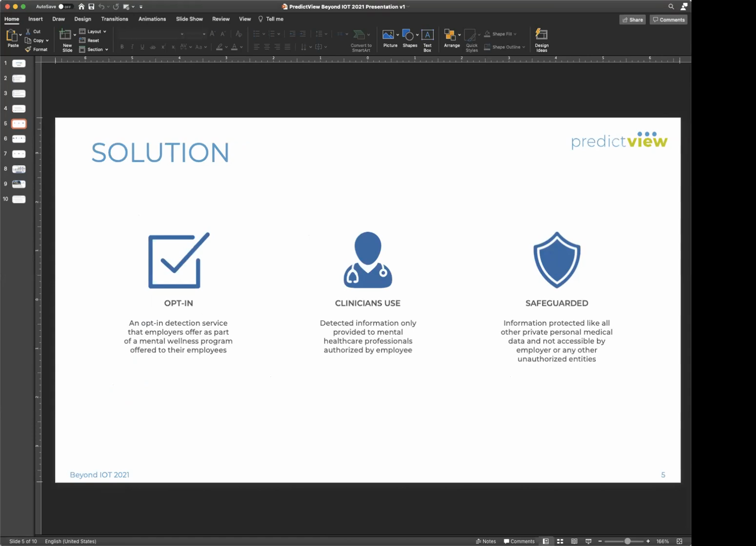So the solution is a detection service that employers can provide as part of mental wellness programs offered to their employees. This opt-in digital detection service inherently complements treatment solutions that provide on-demand teletherapy, as well as other AI bot solutions that we spoke about. Most importantly, the detected information is only provided to mental health care professionals that are authorized by the employee. Employers, bosses, colleagues, even family members are not privy to this information. This information is protected like all other private personal medical data.